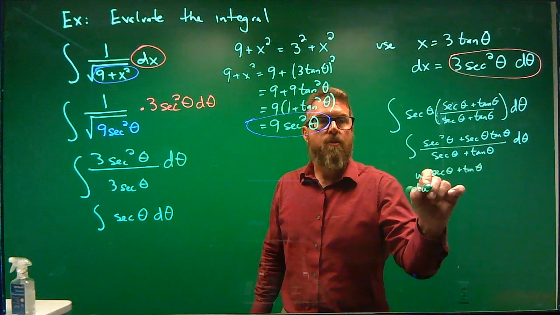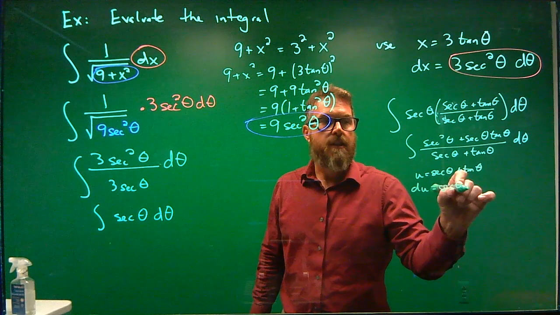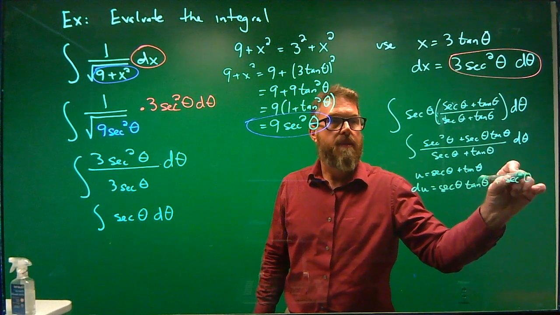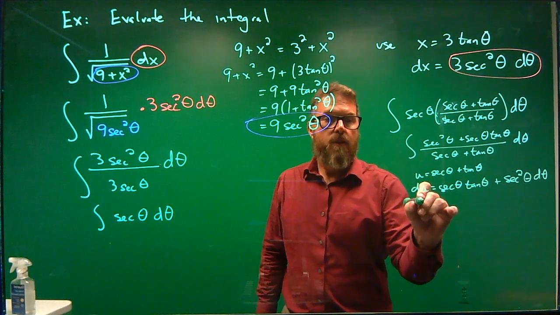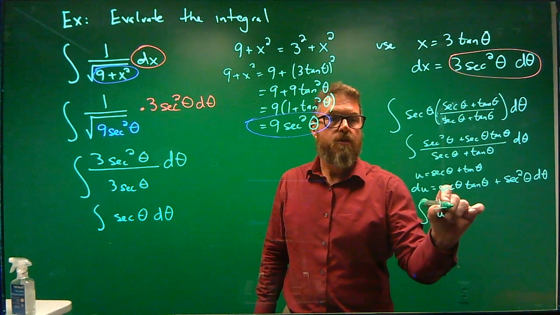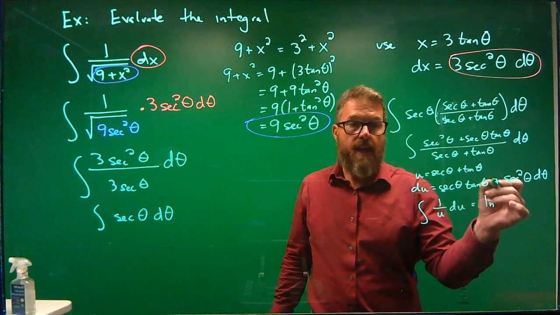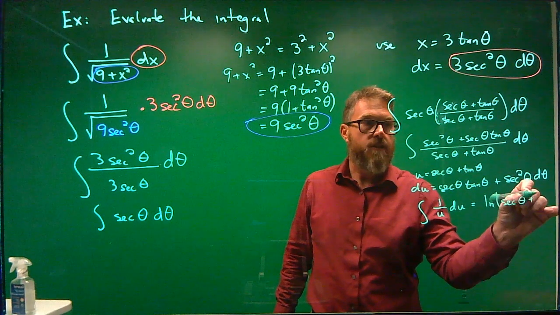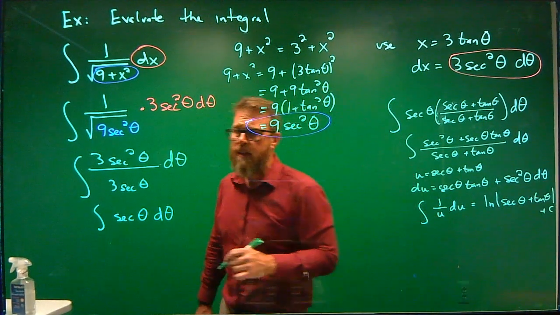And then du is going to be the derivative of the secant, which is the secant of theta tangent of theta, and the derivative of the tangent is the secant squared of theta d theta. So what we can see is this thing simplifies through that substitution as 1 over u du, which is equal to the natural log of the absolute value of u, which is the secant of theta plus tangent of theta. Of course, plus c.